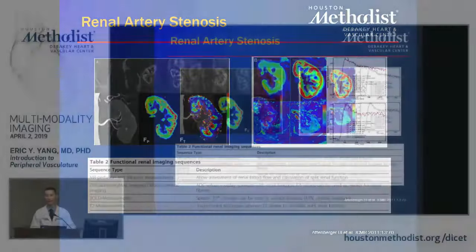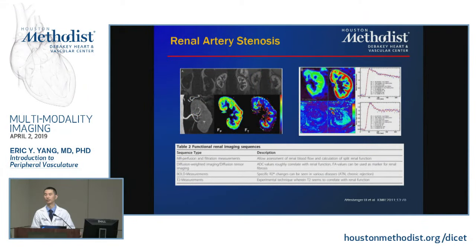There are some newer techniques that some researchers are looking into, and this is using MRI. This is a technique called arterial spin labeling, where they can actually tag the arterial blood as it's flowing into the kidney and get an idea of renal perfusion this way as well. So a different way of looking for renal artery disease.